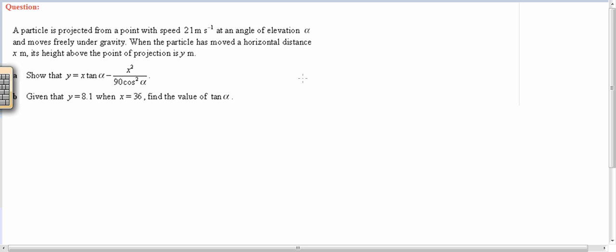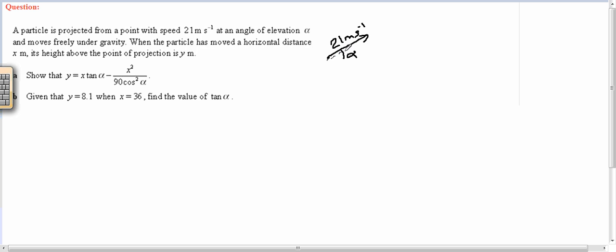Question 14 on exercise 1A of M2. The first thing we're going to do, as we always do with a mechanics question, is draw a diagram. So we have a particle which is projected at a speed of 21 meters per second and at an angle of elevation alpha. The particle moves freely under gravity, so that's very important. It has a horizontal distance of x and a height above the point of projection of y.